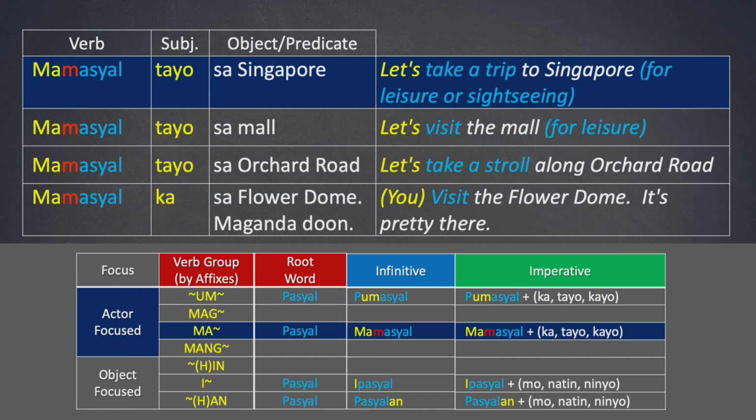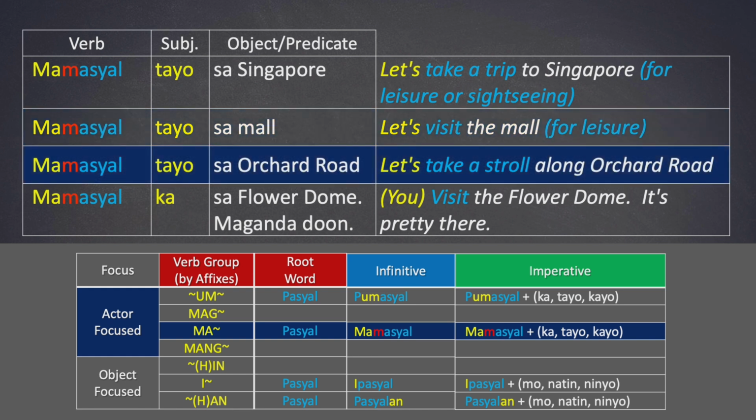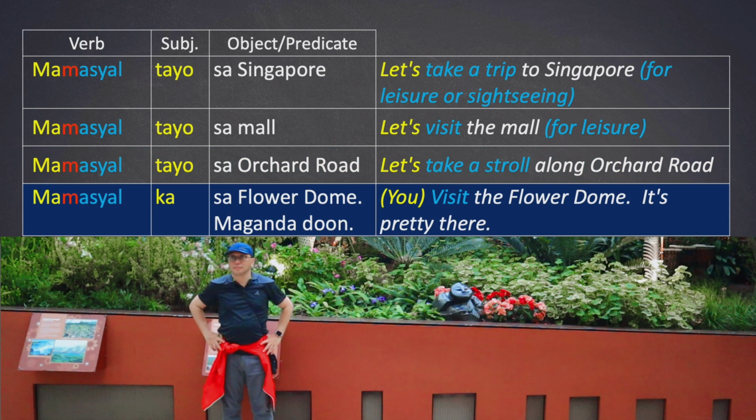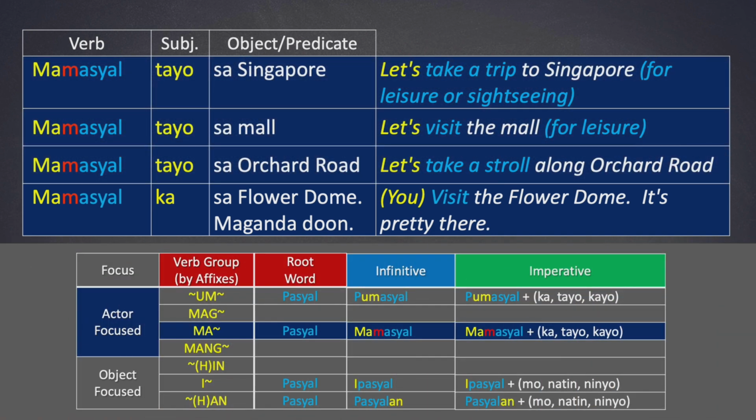Mamasyal tayo sa Singapore. Let's take a trip to Singapore. Mamasyal tayo sa mall. Let's visit the mall. Mamasyal tayo sa Orchard Road. Let's take a stroll along Orchard Road. Mamasyal ka sa Flower Dome. Maganda doon. Visit the Flower Dome. It's pretty there. Mamasyal is the verb we use for taking a trip for leisure or for enjoyment.